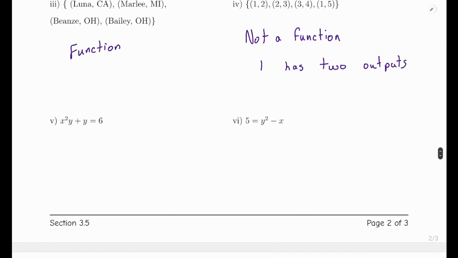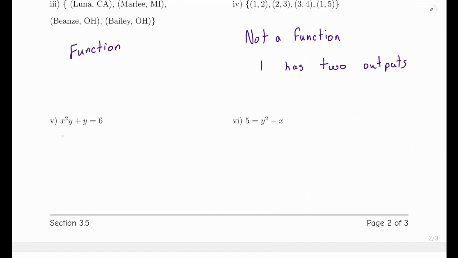Now, parts 5 and 6 are a little different because they're in equation form. To determine if an equation is a function, you need to solve for the output variable. And unless told otherwise, the output variable will be y. So let's solve this for y.